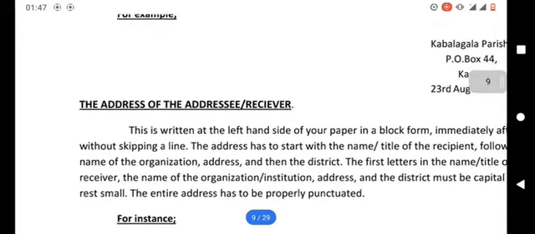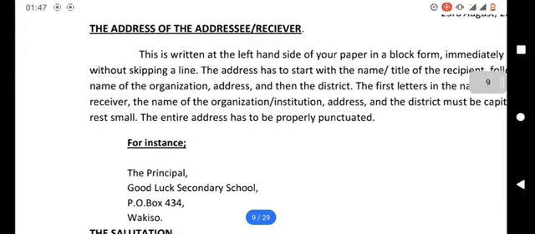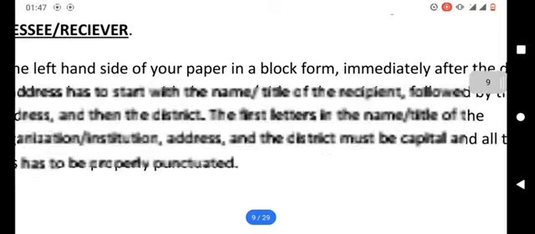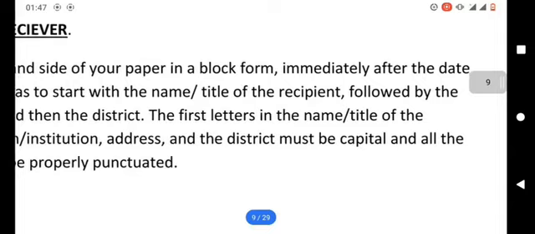A formal letter has two addresses. We have the sender's address and the receiver's address. Now we are going to the receiver's address. This is written at the left hand side of your paper in a block form. Block form means beginning from the margin.